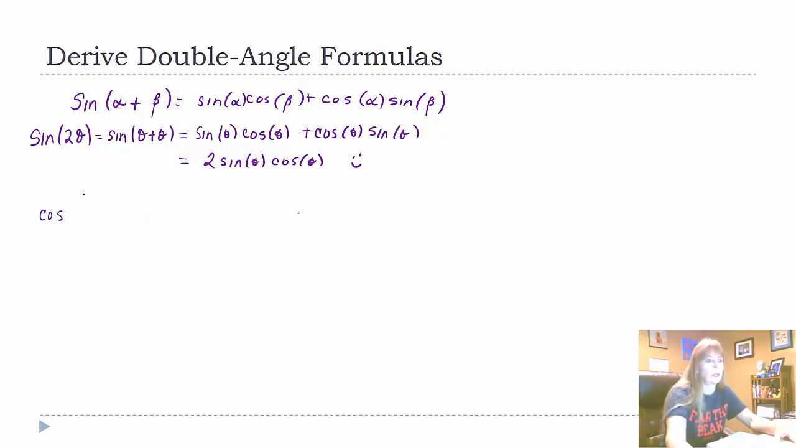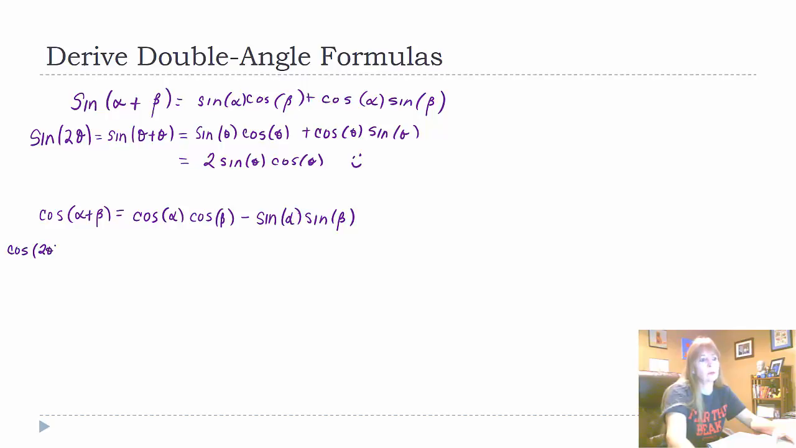So if I have cosine of alpha plus beta, my sum formula. Remember this from last section, cosine alpha cosine beta. Remember this one, the signs change, so minus sine alpha sine beta. All right, good to go. Let's look at the double angle.